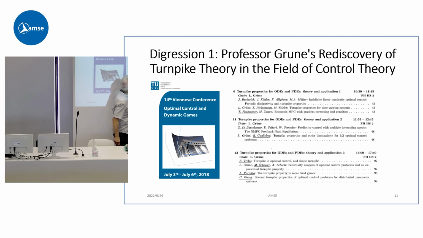This person, Grune, I guess, is a German professor. He actually proved Turnpike-like properties for controlling the temperature of a room. Okay? He showed it mathematically. But he had no name for those properties.